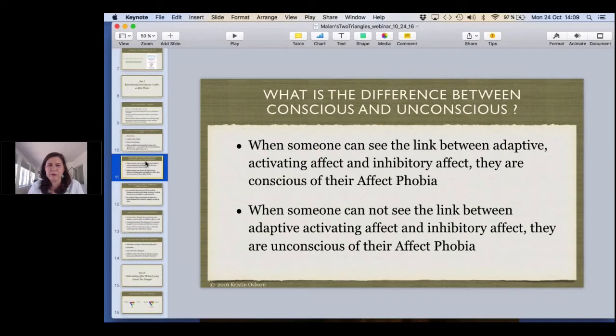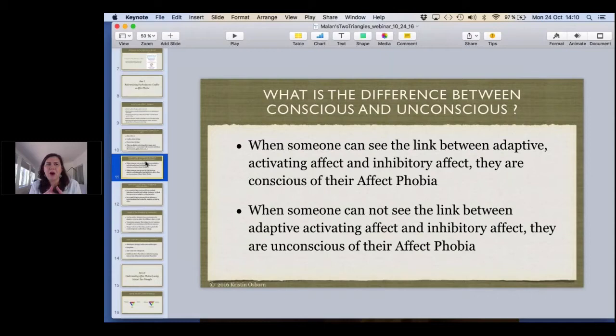But what we're really paying attention to is when people have an inhibitory affect arise in the face of a primary affect. And we're looking at how their inhibitory affect causes them great discomfort with anxiety, guilt, shame, and pain, and then how that activates the defenses that actually block off all access to the primary affect. And so on some level, some people are conscious that this is happening.